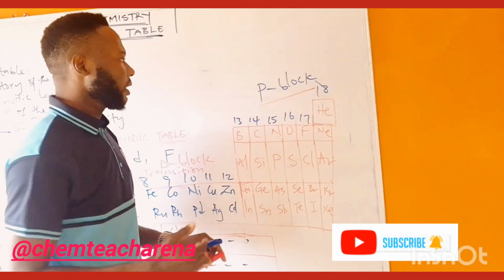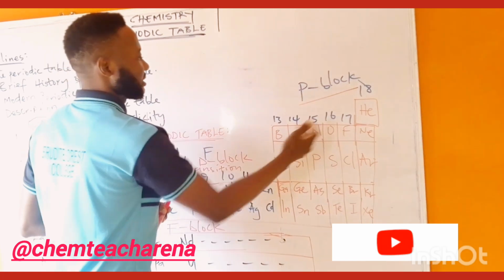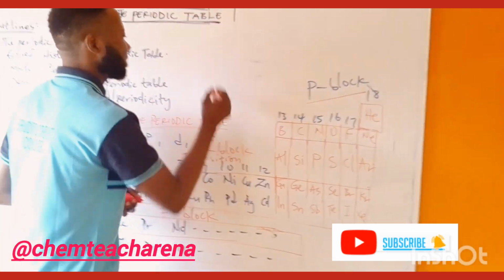That's for group 8. What about group 6? What is the name for group 6 elements? Group 6 elements can still be called the chalcogens. The chalcogens.